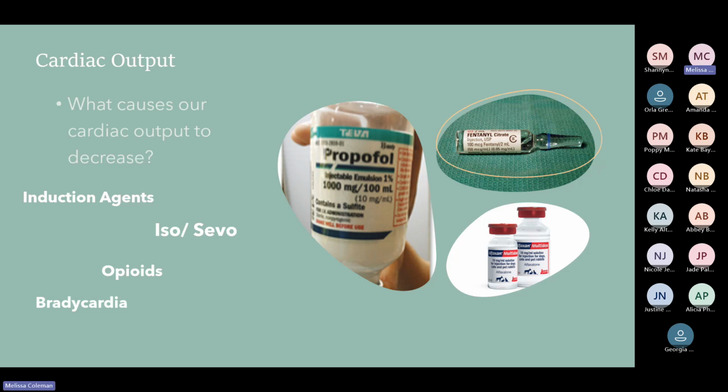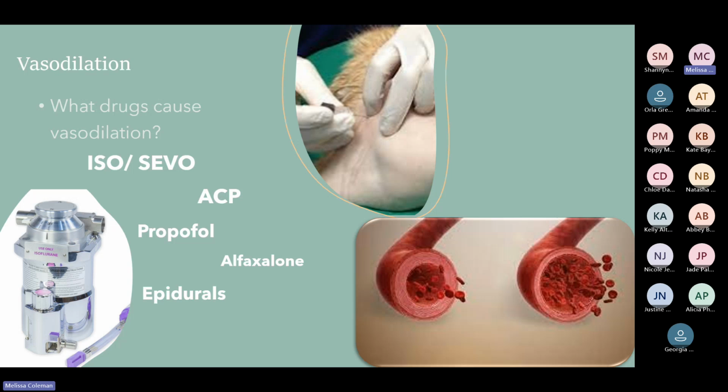Then we've got vasodilation. Can you think of any specific drugs that can cause vasodilation? Yeah, ACP. Medetomidine, kind of, yeah. Any others? Our biggest one is going to be ISO. This is such a potent vasodilator, and this is going to be most of the cause of our vasodilation. We've got ACP as well. That is another very potent vasodilator, especially when it's mixed with ISO or SEVO. Propofol and alfaxalone, both of them do vasodilate as well.